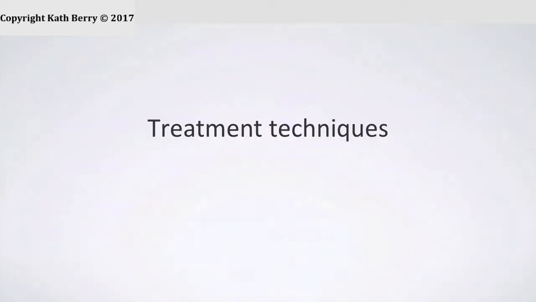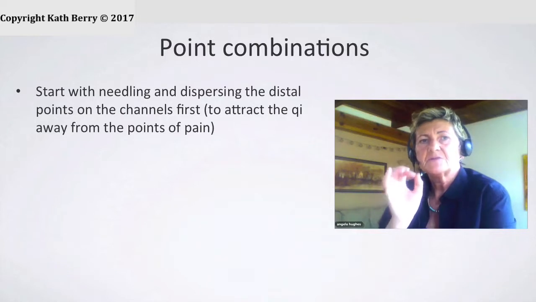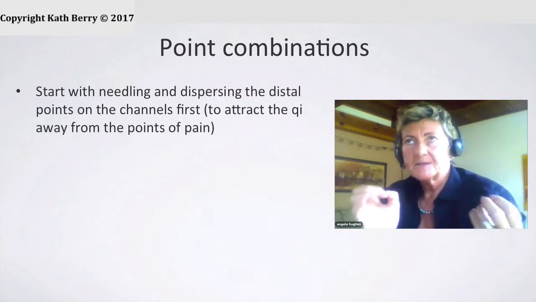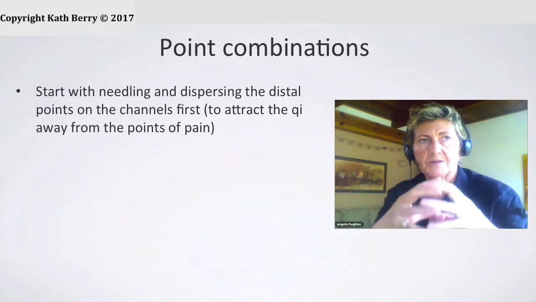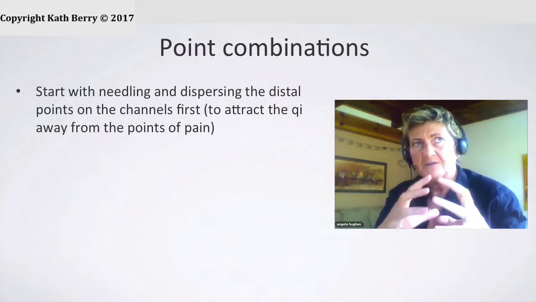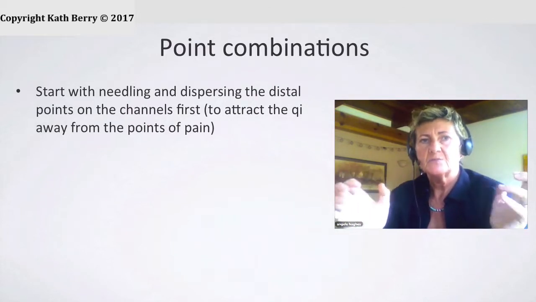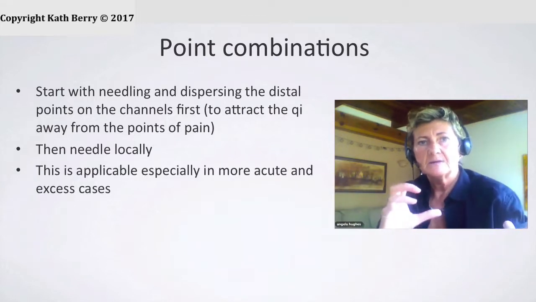So talking about specific techniques and point combinations. Obviously everybody's got their favorite way of doing things. Some practitioners like to start by needling and dispersing the distal points on the channels first to attract the qi away from the points of pain. A little bit like I was saying, I wouldn't want to go directly into local points in somebody's knee when they have some kind of inflamed rheumatic condition. So you needle and disperse at the distal points to attract the qi away, and then you can needle locally.